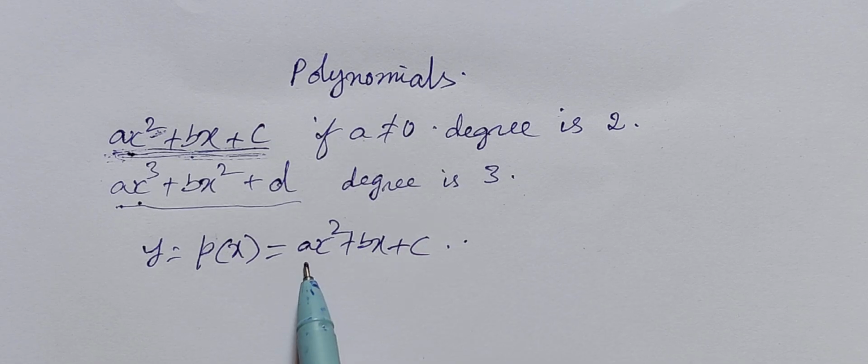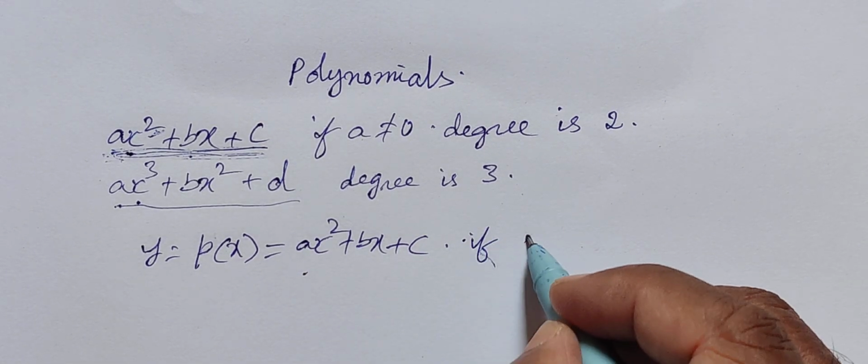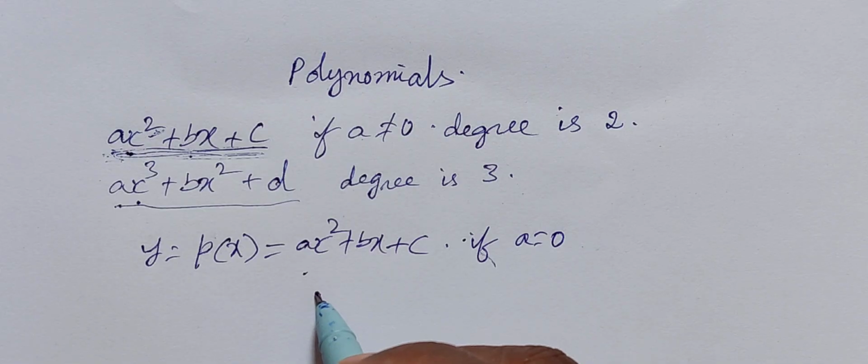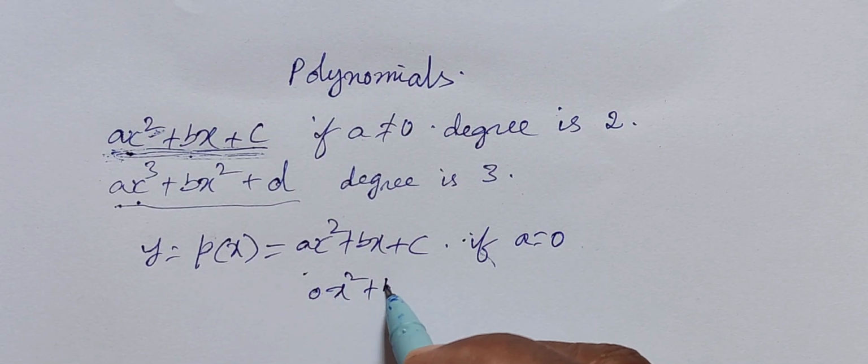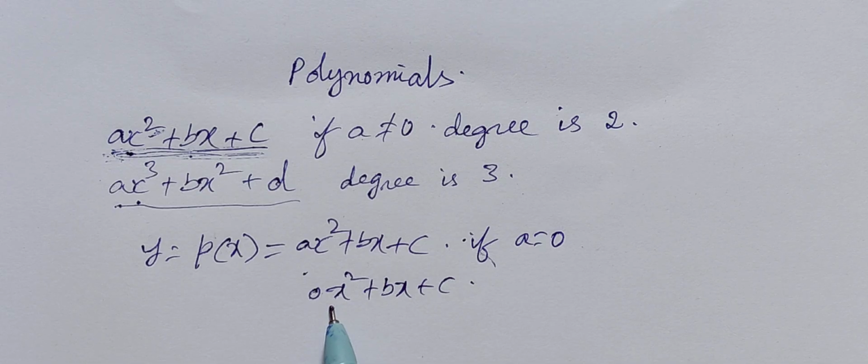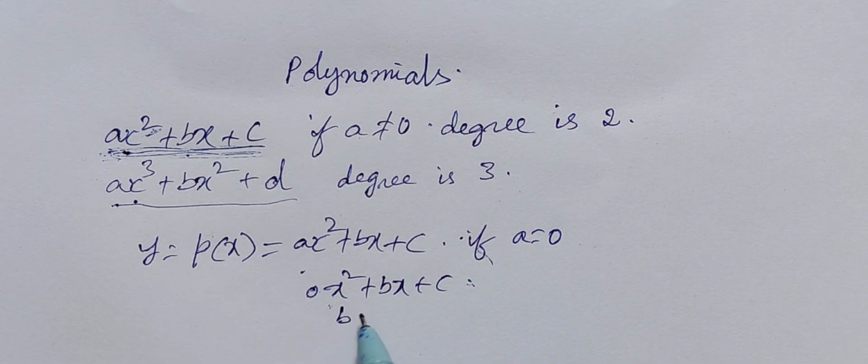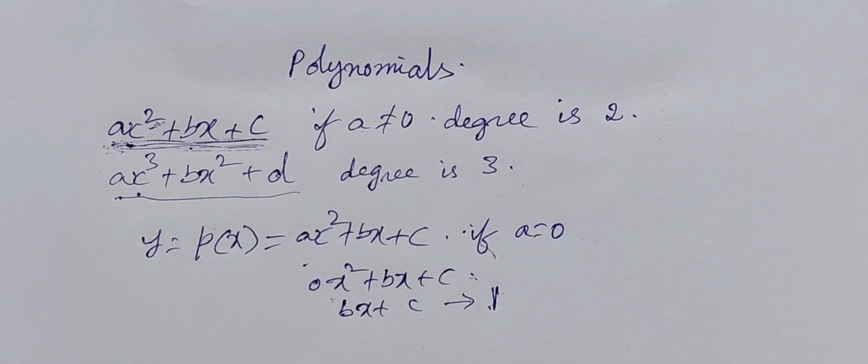In this case, let us assume a is equal to 0, then this will be in the format 0x square plus bx plus c. Here this term becomes 0, so the x square, when multiplied with 0, gives a total of 0. That means it is independent of this power when the coefficient is 0. So this function becomes bx plus c alone, and the degree of this polynomial is only 1. Why? Because x has only power 1. Is that clear?